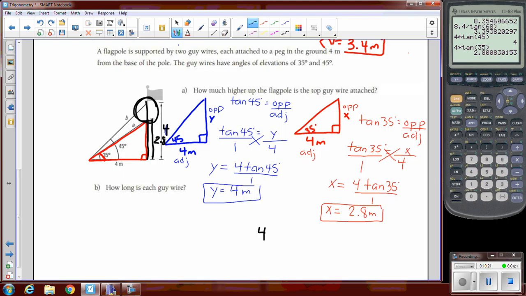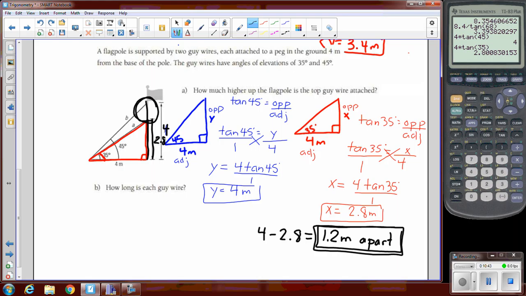So 4 minus 2.8, and you could use your calculator, or we can know that this is 1.2 meters. So these two cables are attached 1.2 meters apart, and there's your final answer. So we had a lot of work to do to find this out.